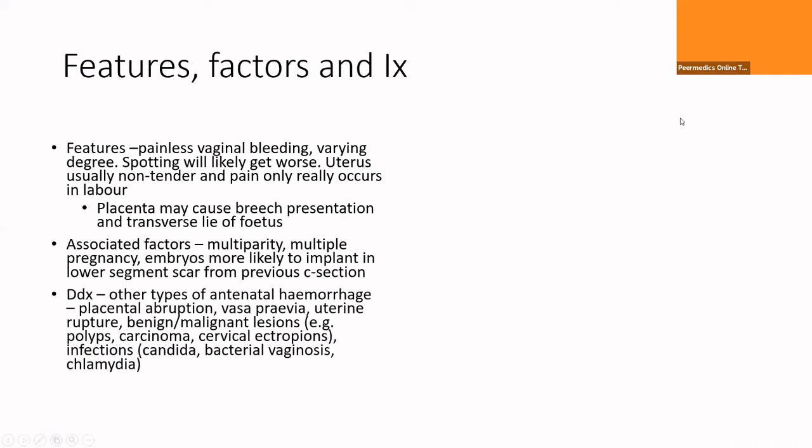And differential diagnoses are your other types of antepartum hemorrhage. So placental abruption, previa, uterine rupture, or a variety of benign and malignant lesions. These can be things like polyps, carcinoma, or cervical ectropions. Actually, cervical ectropions are one of your main causes of antepartum hemorrhage, and obviously they're totally benign, and they're generally just due to changes in your levels of hormones during pregnancy. And infections like Candida, bacterial vaginosis, and chlamydia can present this way as well.